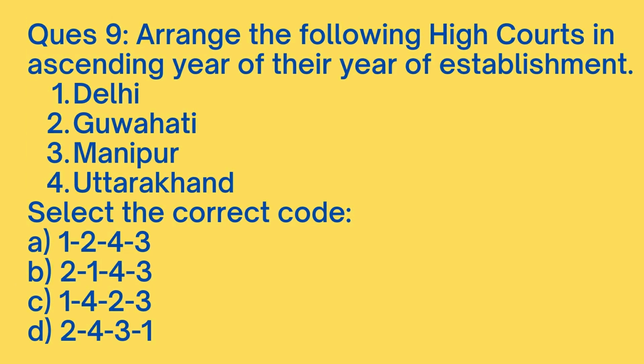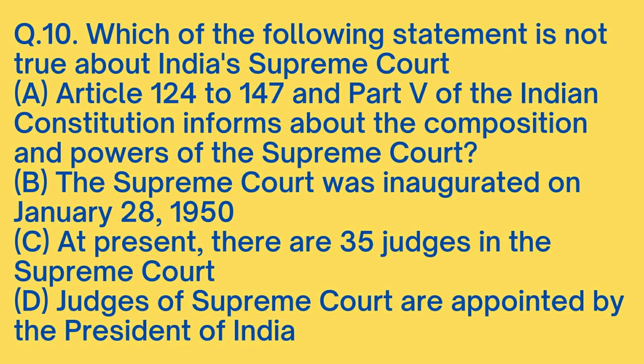Arrange the following high courts in ascending year of their year of establishment. Delhi, Guwahati, Manipur, Uttarakhand. Guwahati first, Delhi second, Uttarakhand third, Manipur fourth. So B.